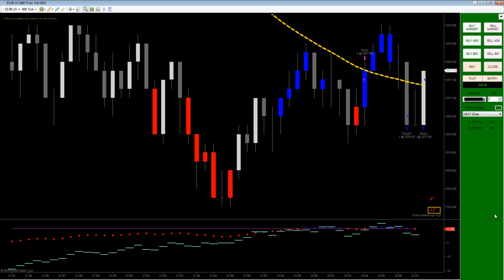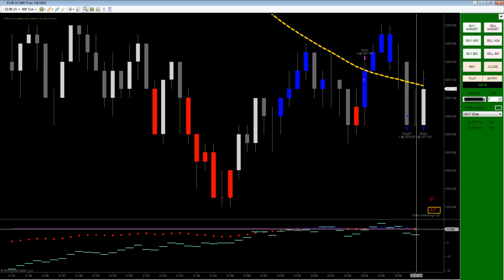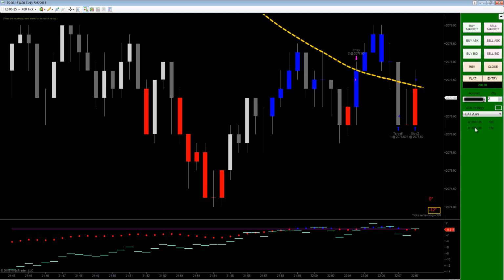Stopped out. Well, we got stopped out on the second contract, so that was a break-even trade on the second one. So that's all we could do there. We made the first target. The second target stopped us out without any loss.